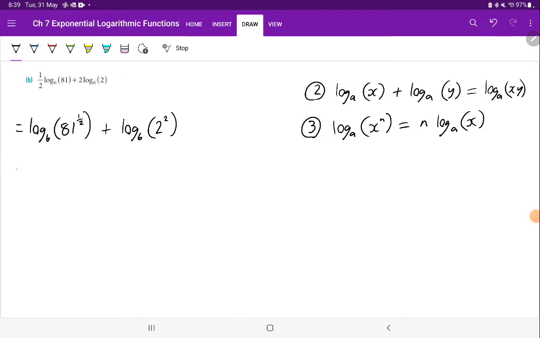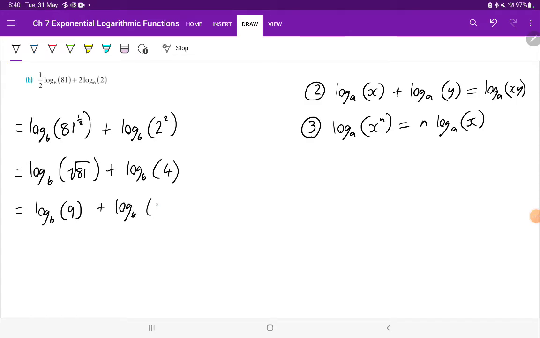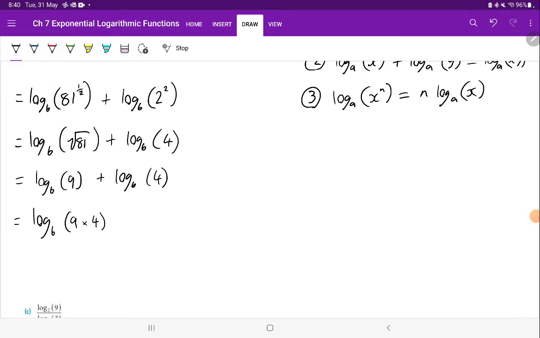Alrighty. Now this is log 6 of 81 to the half. Well, that's just really root 81. Now, since I know that 81 is a square number, that's going to make that not too bad to work out. And we've got 2 squared. 2 squared is 4. Now we've got log base 6 of 9, which is the square root of 81, plus log base 6 of 4. Using our second log law, we can actually turn this into multiplication. And 9 times 4 is 36.